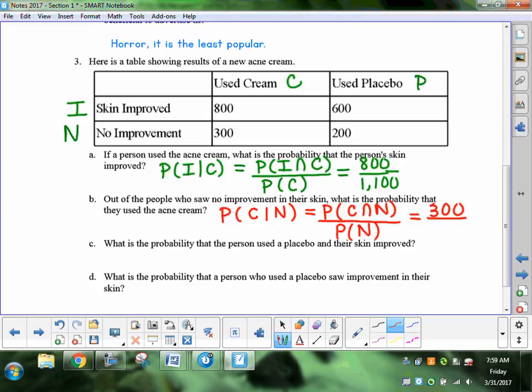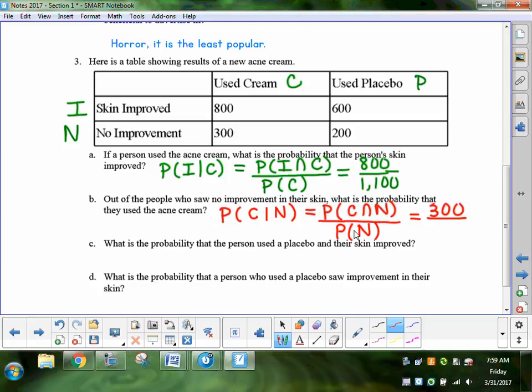So, Jack, how many of them had no improvement? No. I get 1100. Sorry, why did I get 5? 300 to 200. Oh, this way. Sorry. Yeah, I was wondering why I had that. How many had no improvement? 500. These are called two-way tables because you have to go left, right, up, down to get your total.